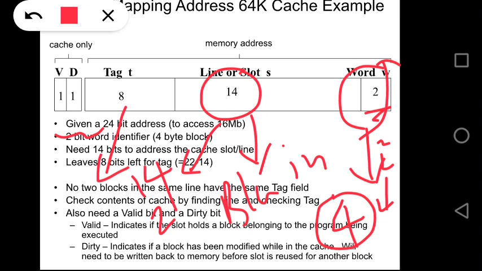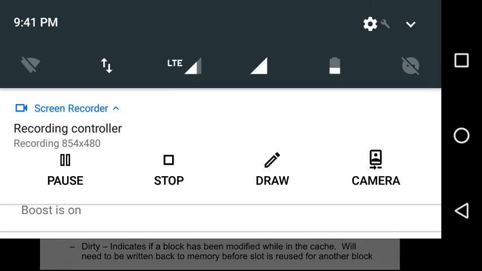So given a 24-bit address to access 16 MB, the main memory capacity is 16 MB. With a 24-bit address, 2 bits identify the word, 14 bits identify the cache slot, and 8 bits are left for the tag. No 2 blocks in the same line have the same tag field. Check the content of the cache by finding the line and checking the tag. And there are 2 special bits, they are very important.